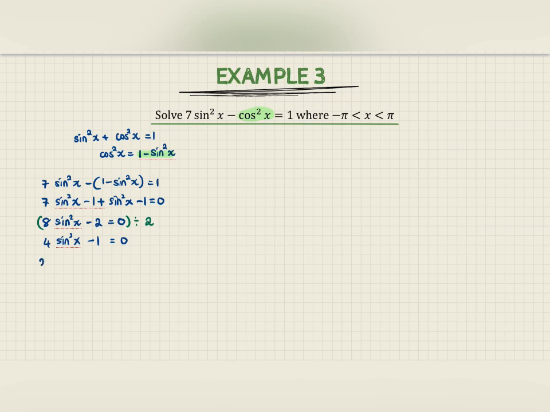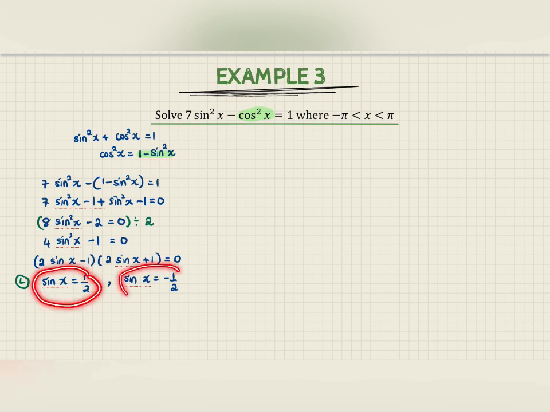So sebenarnya nanti kamu dapat factorize kepada 2 sin x minus 1 and 2 sin x plus 1 equals to 0. So kita ada dua factor. So that means here, kamu akan ada sin x equals to 1 over 2 and the other one adalah sin x equals to negative 1 over 2. Now this will be the starting step untuk larka. So nampak tak? Ini adalah dalam bentuk larka sudah.